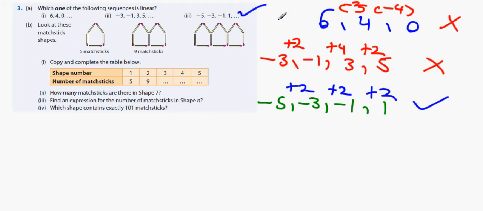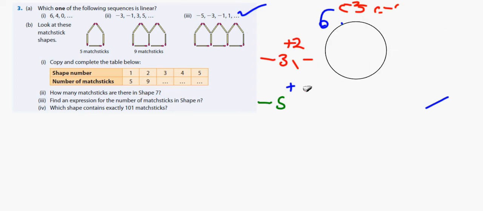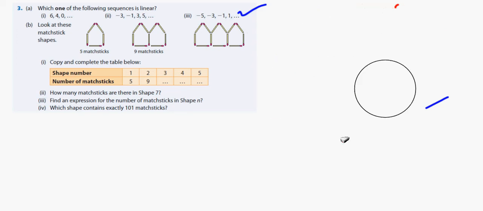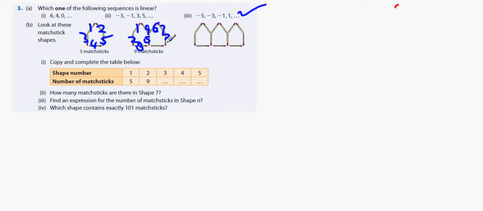Okay. Look at the matchstick shapes as shown, and then look at the table and copy and complete the table below. Okay, this one has 5. 1, 2, 3, 4, 5. 1, 2, 3, 4, 5, 6, 7, 8, 9. Okay, and this is 5, 6, 7, 8, 9, and this is going to be 10, 11, 12, 13. So next one is 13.